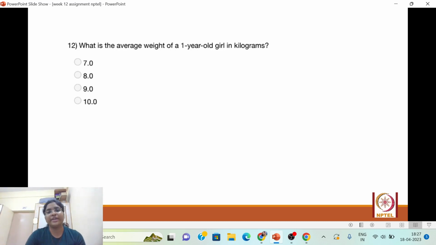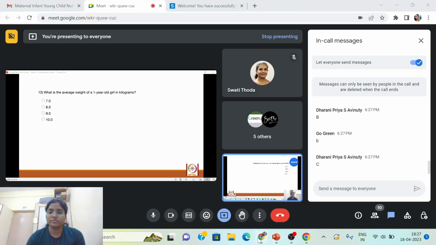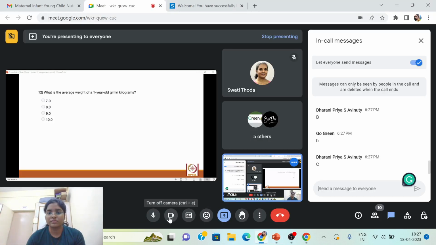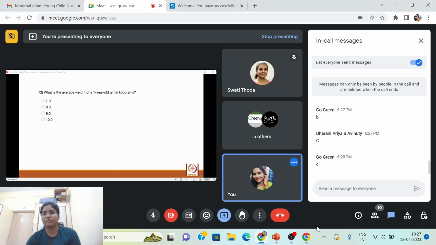What is the average weight of a 1-year-old girl in kilograms? 7, 8, 9, 10. C, 9 kgs. Okay.